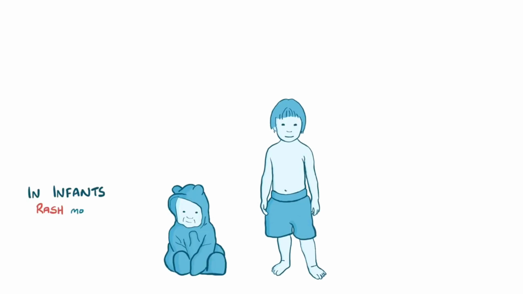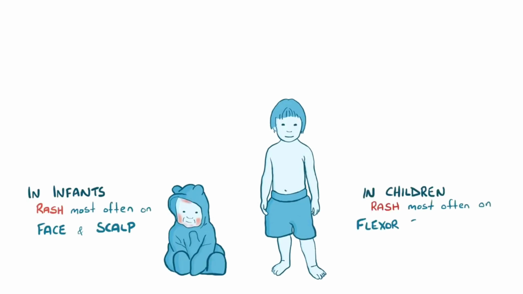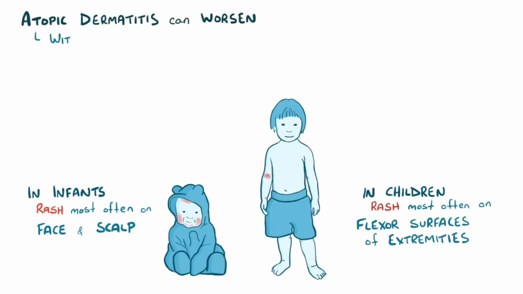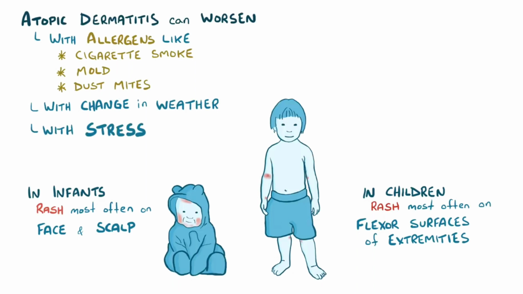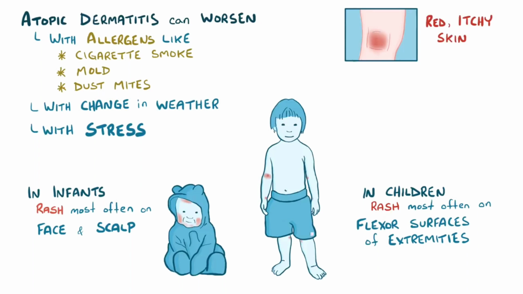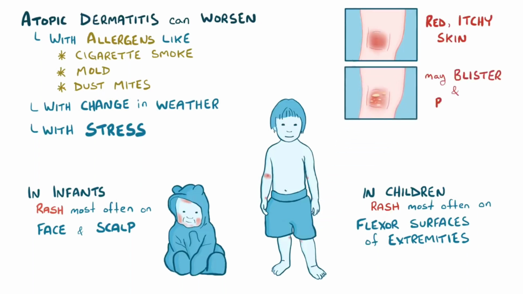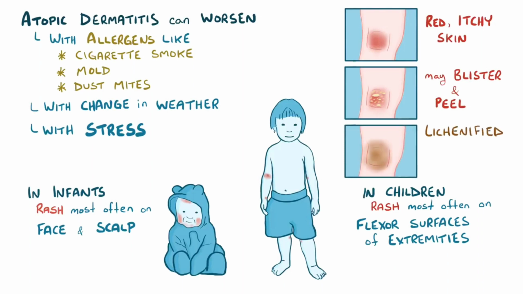In infants, the rash is most often on the face and the scalp, and in children, the rash is usually on the flexor surfaces of the extremities. Atopic dermatitis can worsen in the presence of allergens like cigarette smoke, mold, and dust mites, as well as changes in the weather, and even emotional stress. Although it usually causes patches of red itchy skin that come and go, the skin can occasionally even blister and peel. Over time, the skin can become lichenified, which literally means turn to leather.